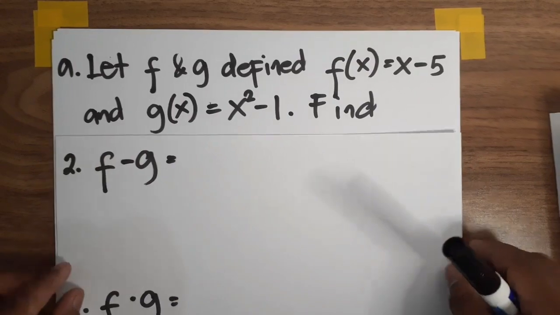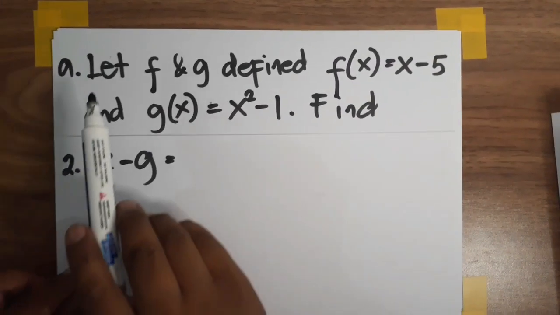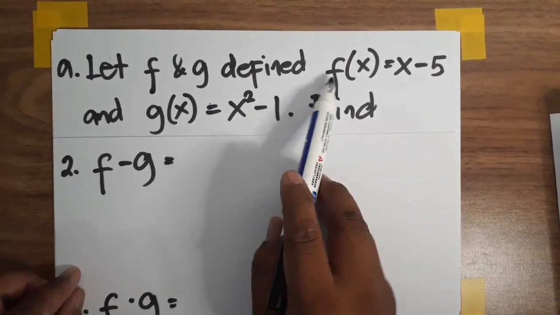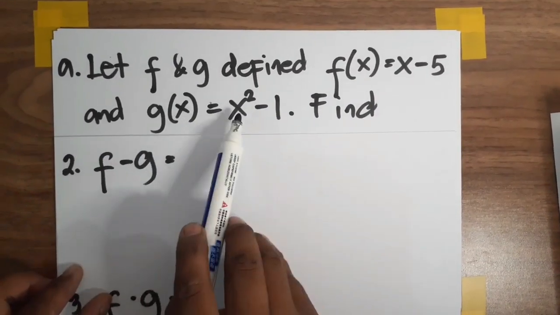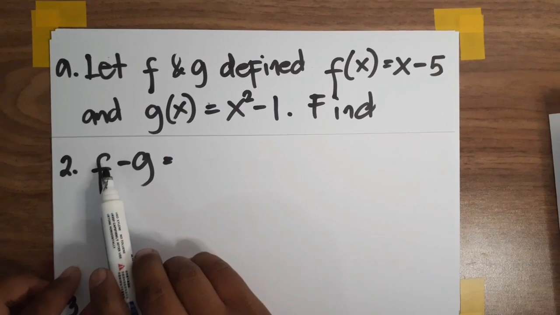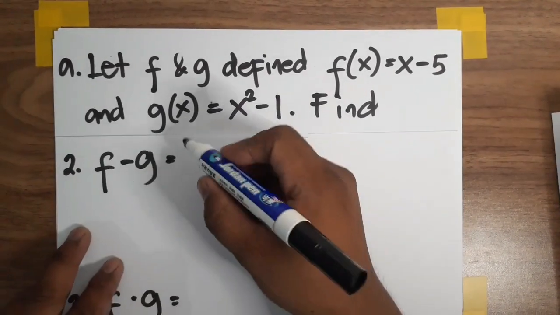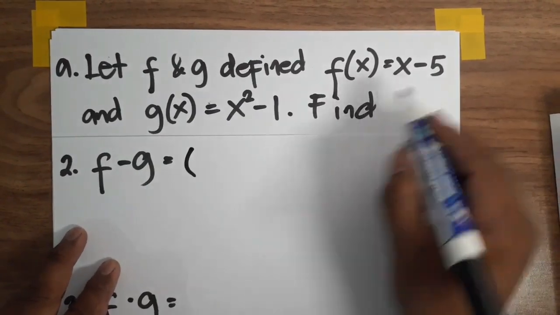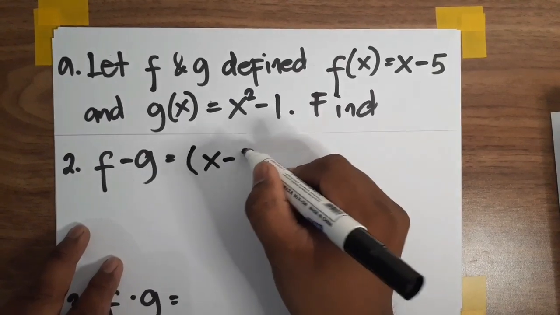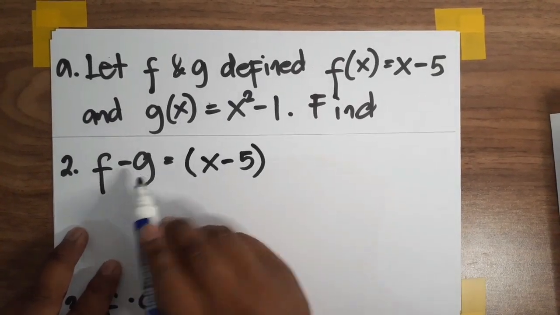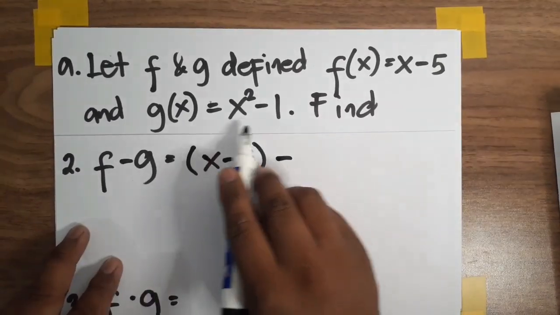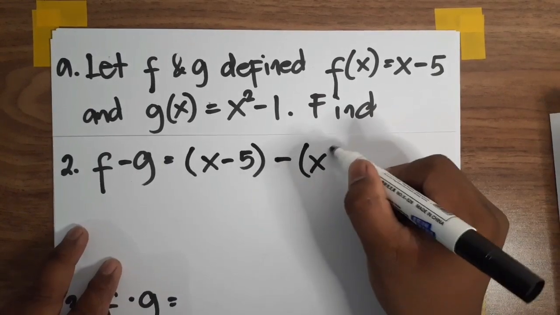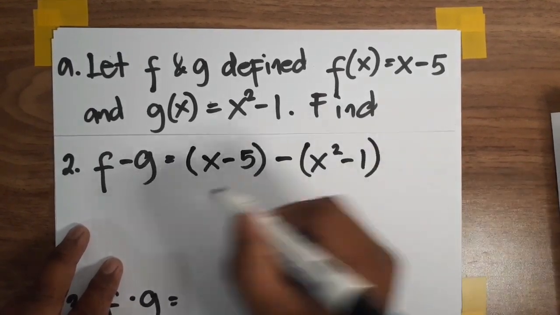Okay, so how about subtraction? So you have the f minus g. So your f is x minus 5, your g is x squared minus 1. Find f minus g. So this time your f again is x minus 5. Your g is x squared minus 1.